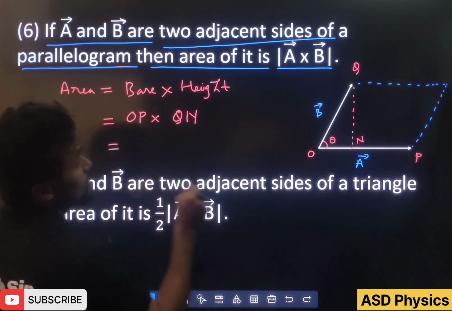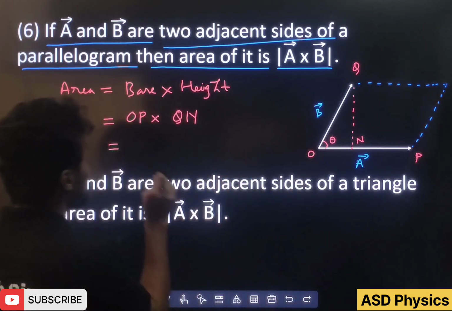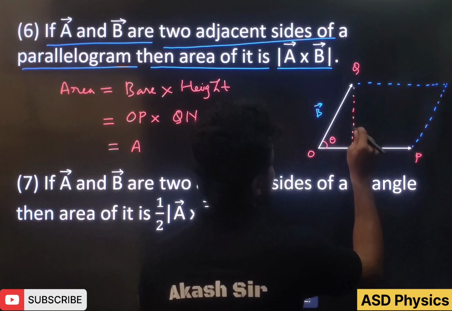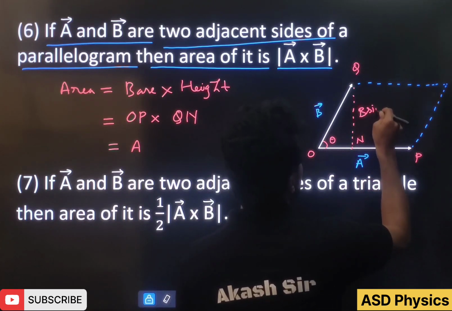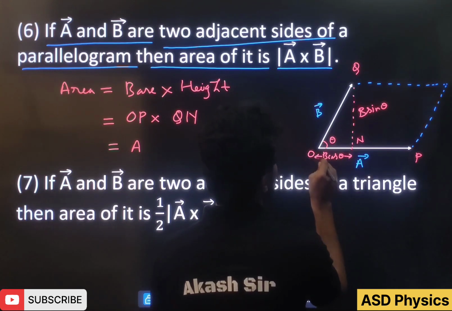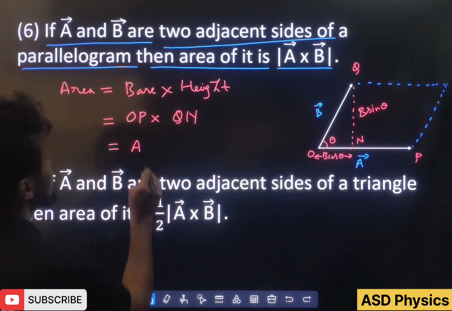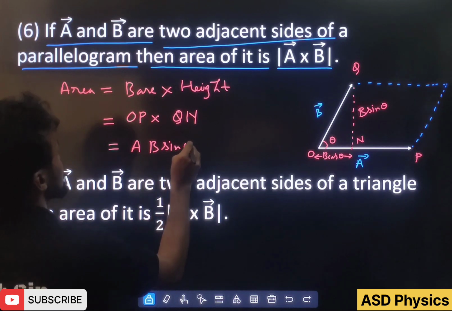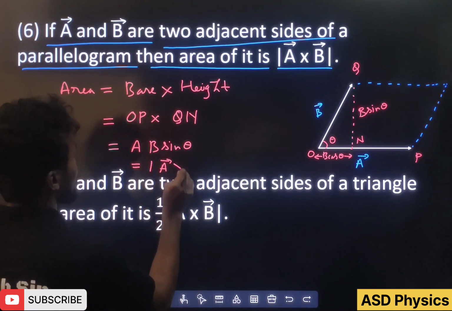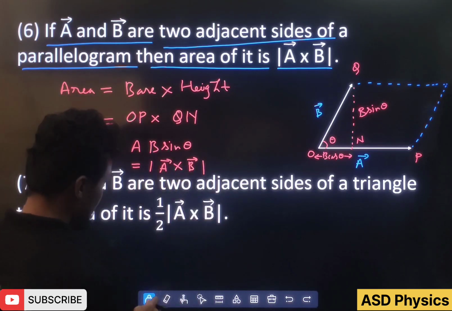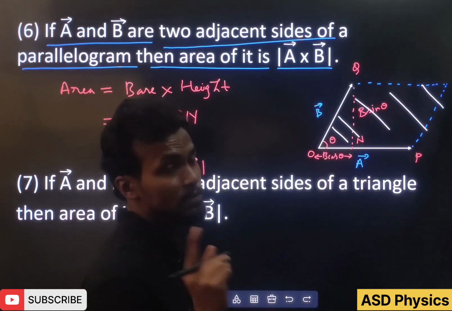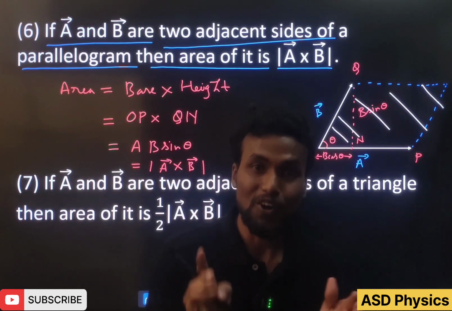Now OP means the length of the vector A, that means A. And what is QN? It is the perpendicular. So you know very well, students, this side is B sin theta, and this length is B cos theta. But what we are interested in is QN, so what is coming? B sin theta. And AB sin theta means mod of A cross B. And this is the area, this area. That means the area of the parallelogram is mod of A cross B.